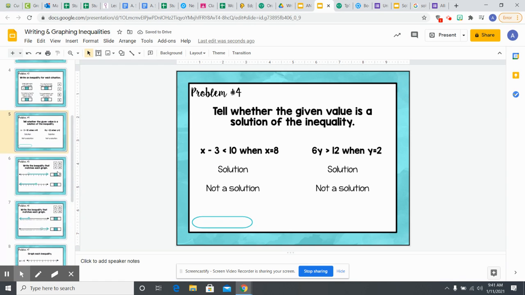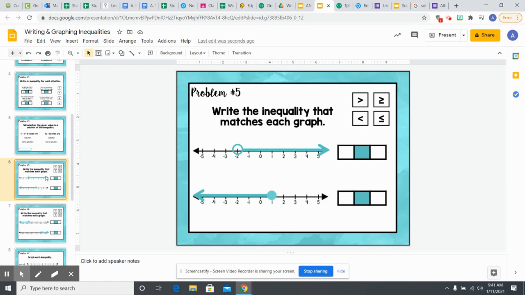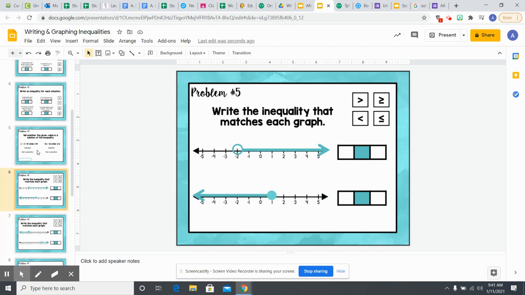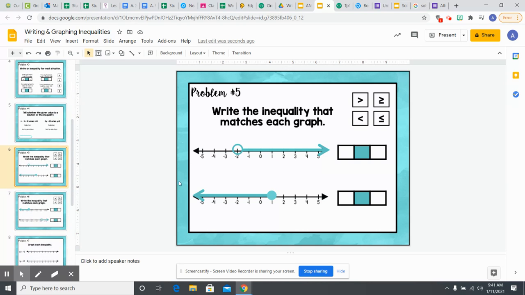All right, I'm going to do one more for today, and then we'll do the rest of this tomorrow. I'll probably have assigned to you slides 1 through 6 if I can get that figured out. If not, this is just what we'll do, okay? Slides 1 through 6. On here, we have to write the inequality that matches each graph.